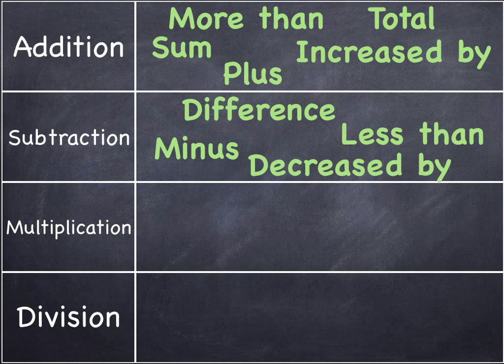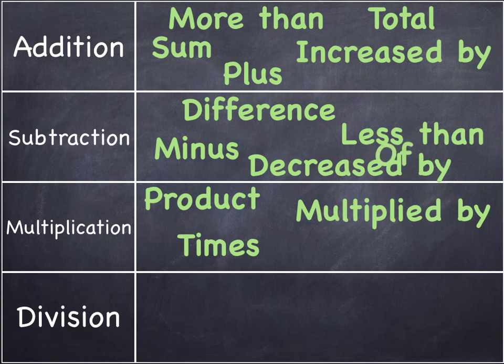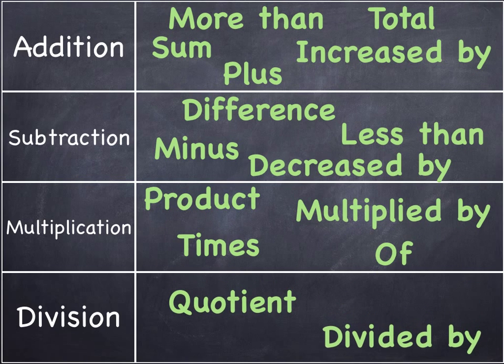Some keywords for multiplication would be product, times, multiplied by, and of. And then the last operation that we're going to talk about is division. Some keywords there would be quotient and divided by. Those are mostly the ones that you're going to have for division. If it's a fraction, remember multiplying by a fraction could be the same as dividing. So if you say a fifth of a number, that could be 1/5 times x, or it could be x divided by 5. But that's actually the same operation happening. Multiplying by 1/5 is the same as dividing by 5.